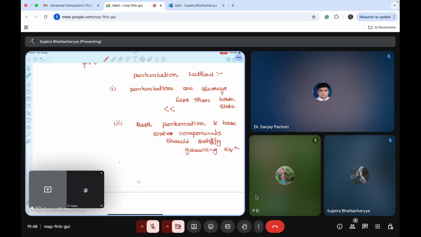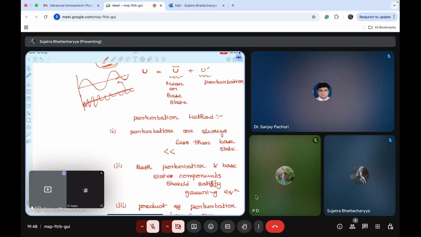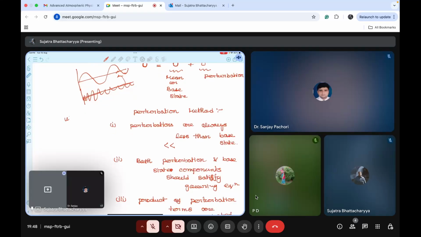Third is that the product of perturbation terms is neglected. So while putting this in the equation, if you get a term u dash times u dash, this can be neglected, or set to zero. This will be zero.